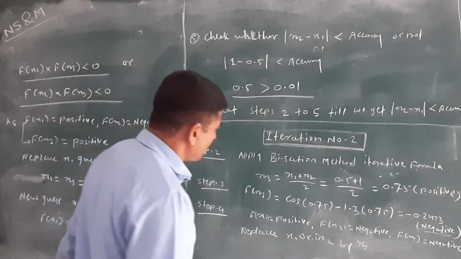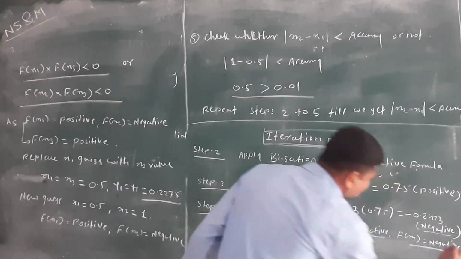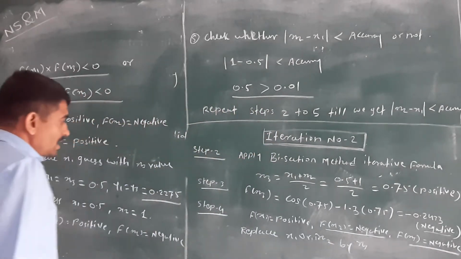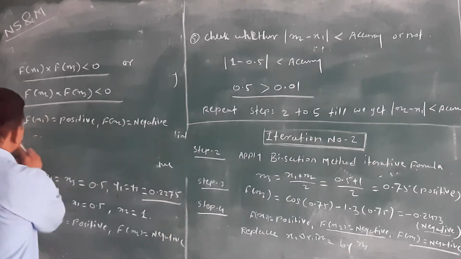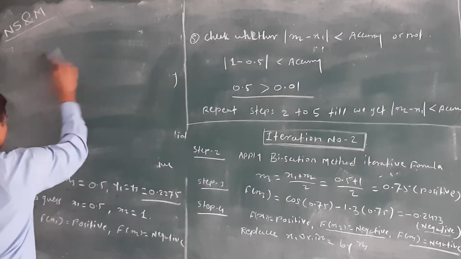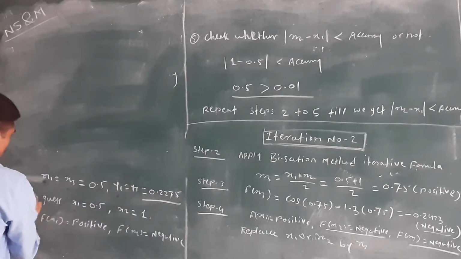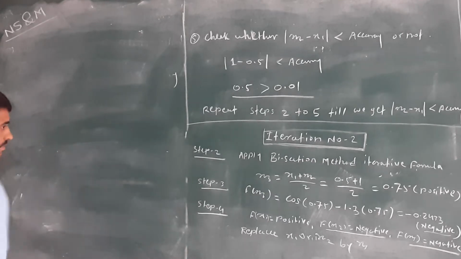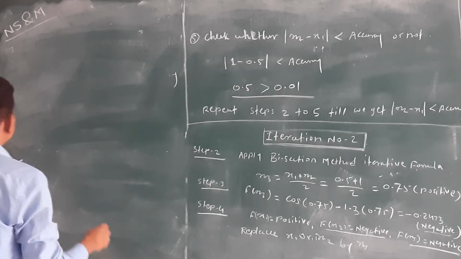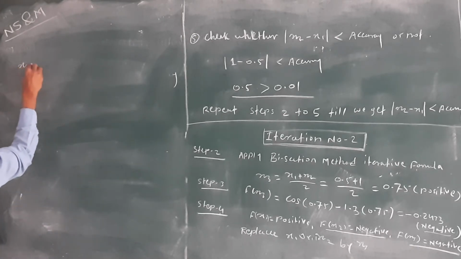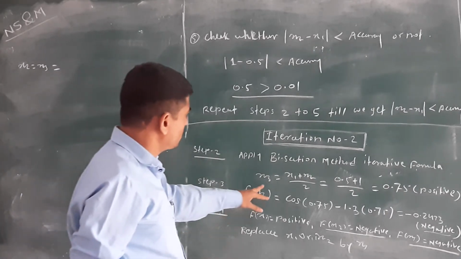Then check the same sign. Here f of x2 has the negative value, f of x3 has the negative value. Then we can write x2 is equal to x3. Okay, I will write here x2 is equal to x3. This is the fourth step. x2 is equal to x3.